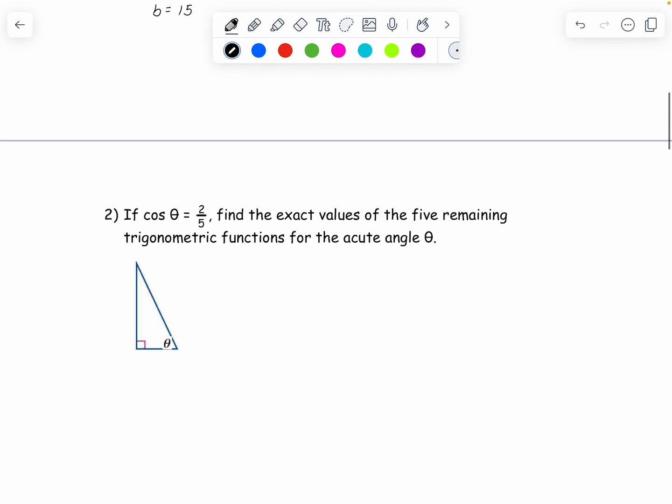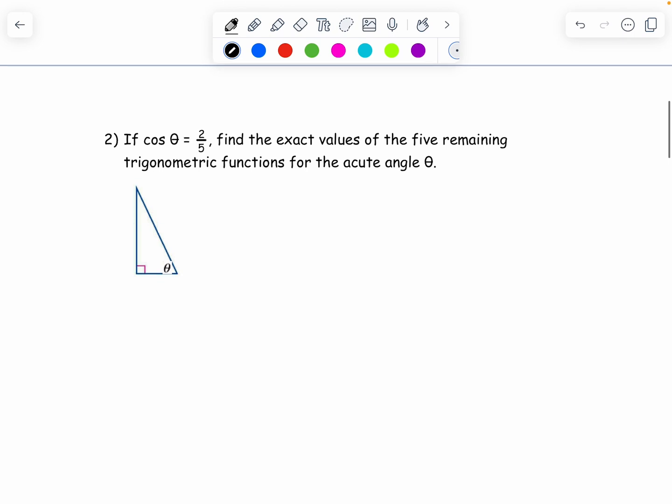All right, so moving on, we have one that is very similar. So we do have to fill a little bit of information in on our own, though. We have a triangle. It's just a random triangle that I've drawn. It says if cosine theta is 2 over 5, we want to find the exact values of the 5 remaining trig functions for the acute angle theta.